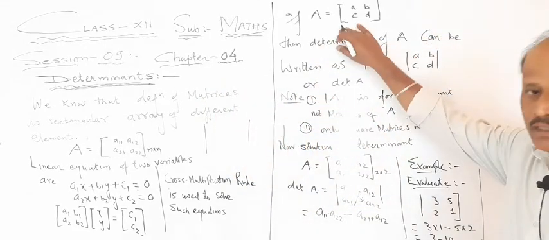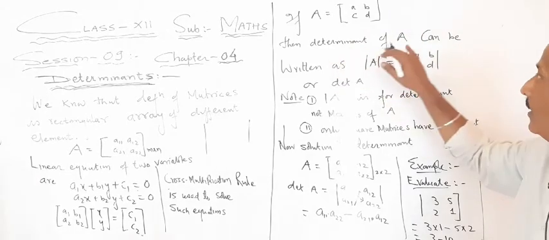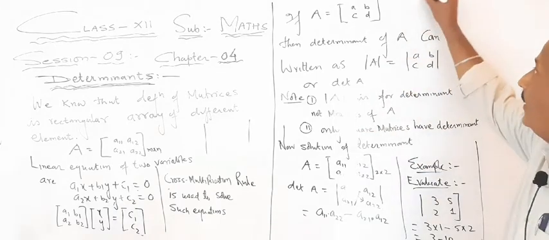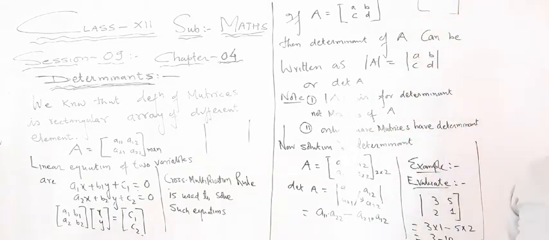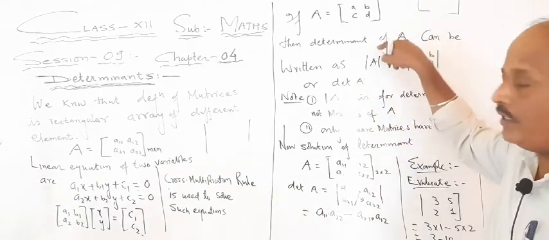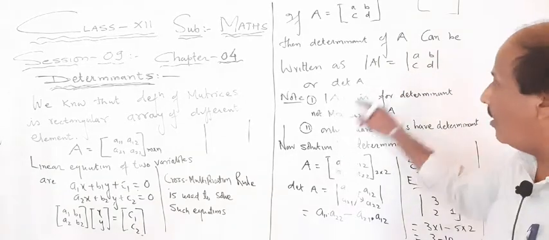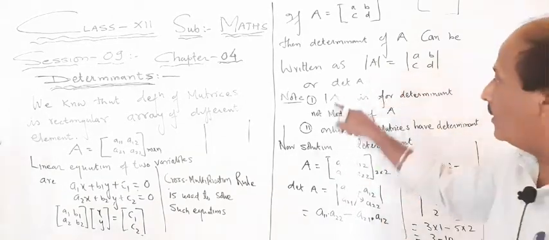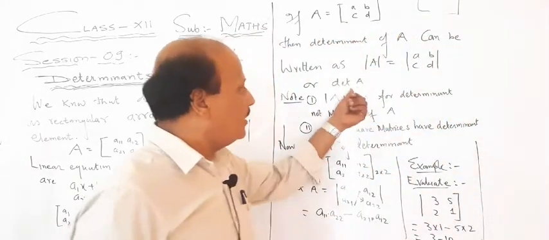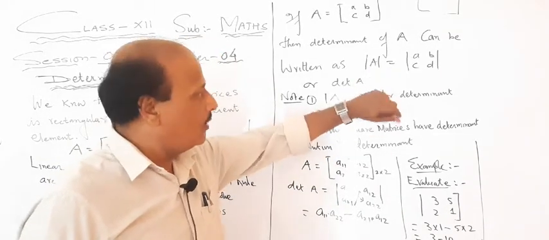Now A is any matrix, with elements suppose a, b, c, d. Then the determinant of A can be written as, see the new symbol. Earlier I told you that this is the symbol of a matrix. Now the new symbol is two parallel lines and between them the letter A. This is the symbol of a determinant. Or if you don't want to use this symbol, then every now and then you will have to write determinant A or det A as it is given in your book. But we are going to use this symbol to solve the questions.